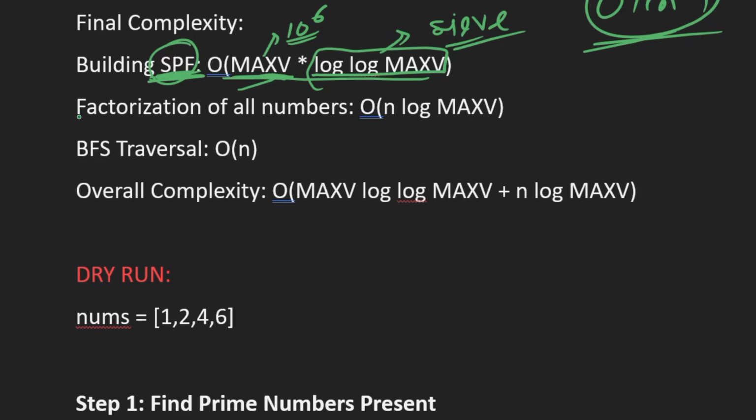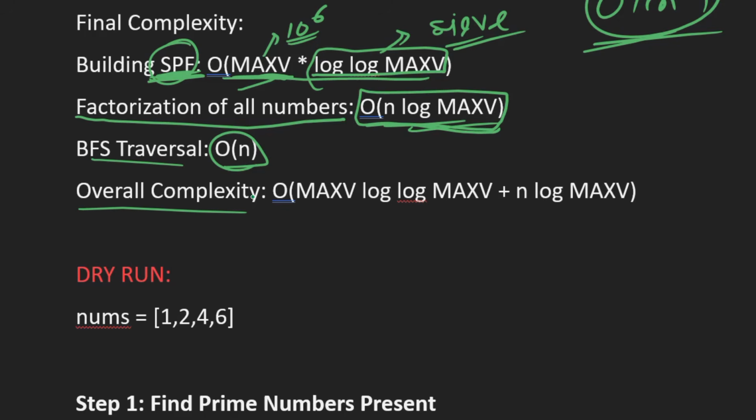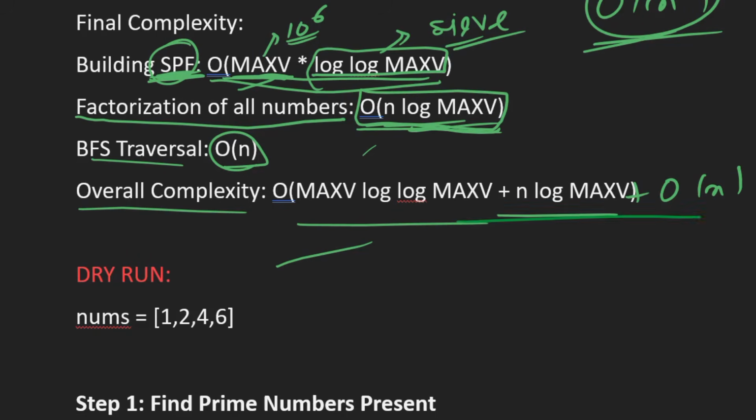Now after building SPF, what we have done, we are factorizing all the numbers. So factorizing all the numbers will take big O of n into log of max v, right? And then we have taken BFS traversal, which is big O of n. So the overall time complexity is this: building SPF plus factorizing all the numbers plus traversal big O of n, right? So this is the overall time complexity, which is lesser than big O of n square.